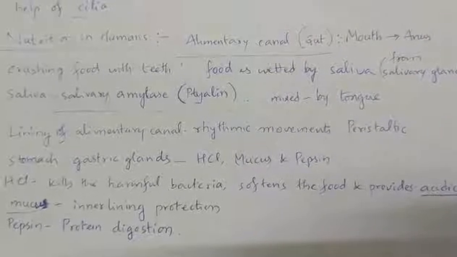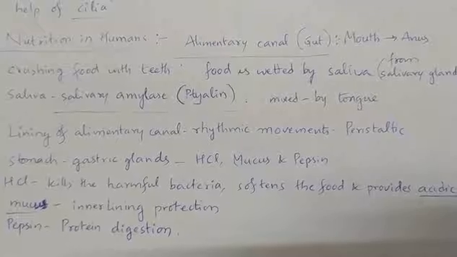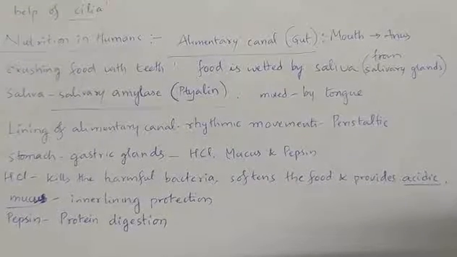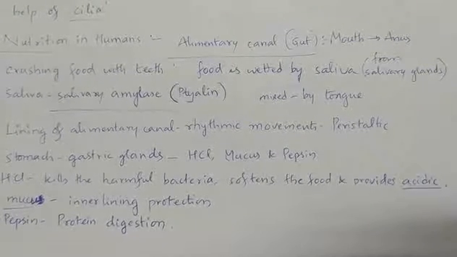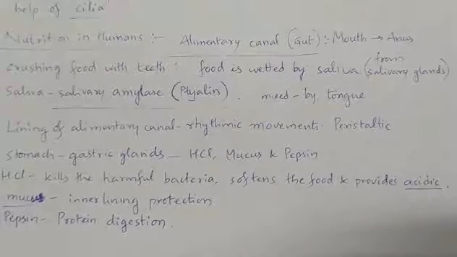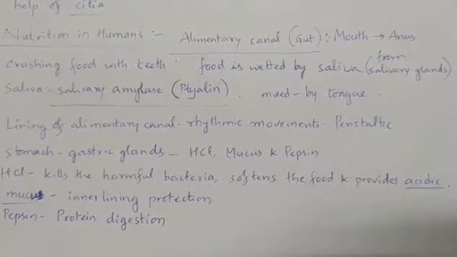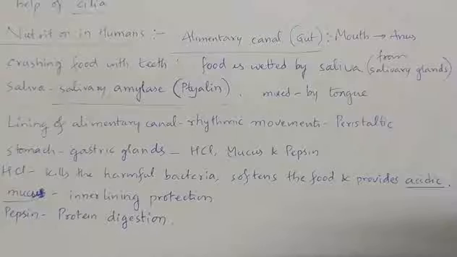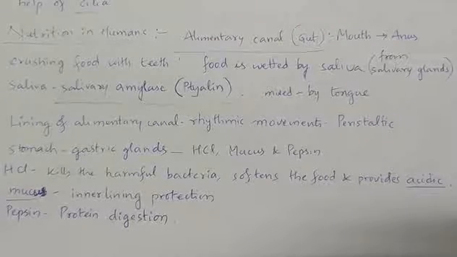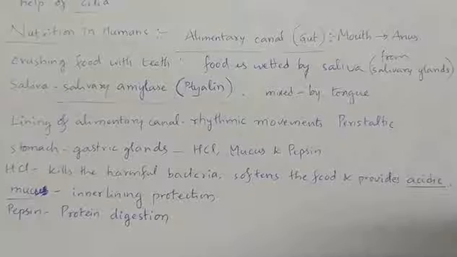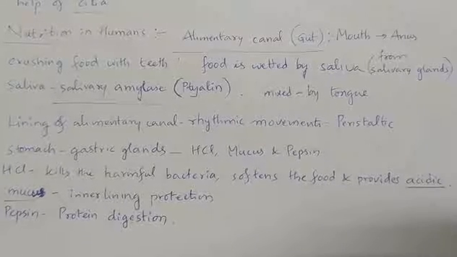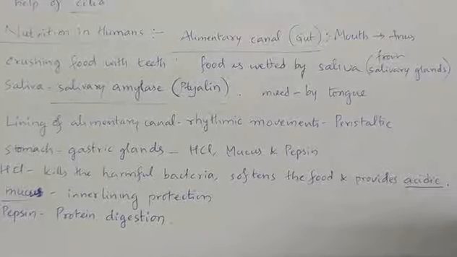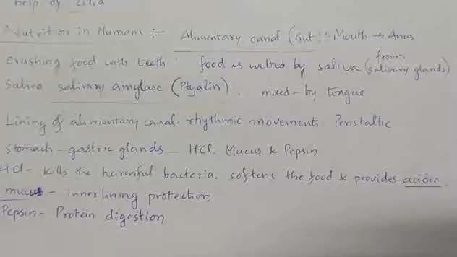Hydrochloric acid has three functions. It kills the harmful bacteria, it softens the food, and it provides the acidic medium so that the enzyme pepsin, produced by the gastric glands, acts on the proteins of the food and digests them to some extent. Why acidic medium? Because pepsin cannot digest proteins in other media. It can digest proteins only in acidic medium. And acidic medium causes the food to get softened, and it can kill many harmful microorganisms present in the food.